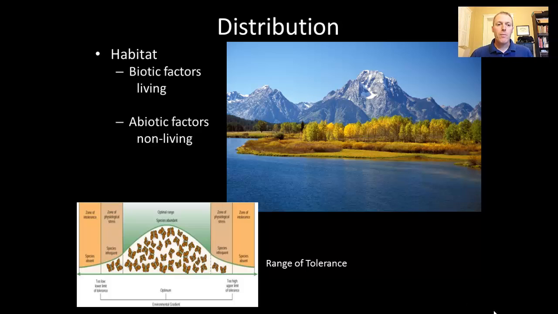So for distribution, the major concept that you need to understand is the habitat. Organisms within a population live in a habitat. Now the habitat is composed of biotic factors, which are all the living things that impact that population in that area. So those things would be plants, fungus, bacteria, the other animals in the population, that sort of thing.